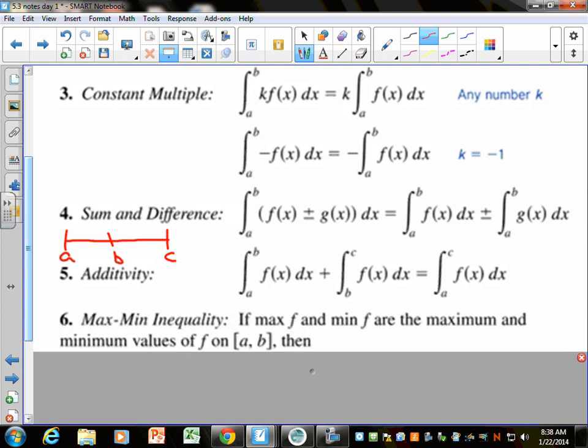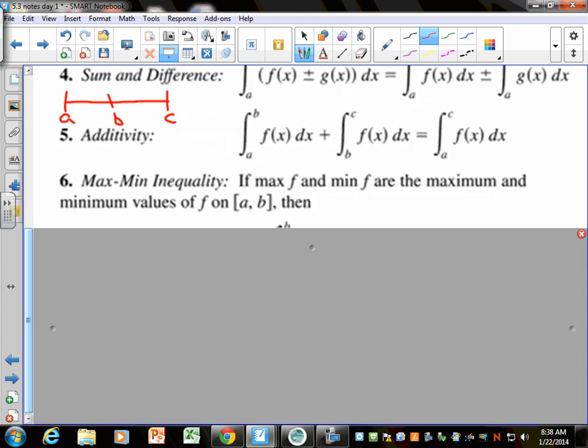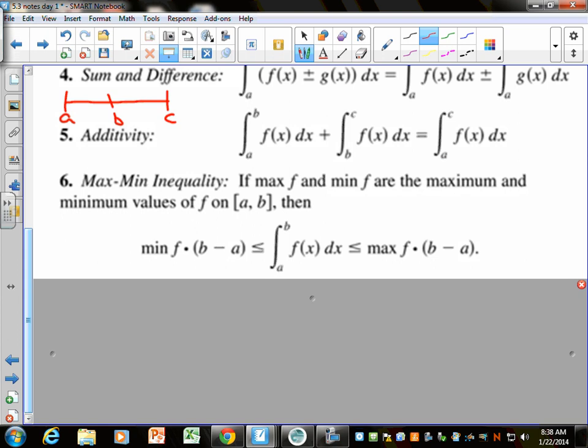6 is where it gets a little bit crazier. I feel like 6 and 7, I don't feel like they're ever going to ask you a question on 6 and 7, but it's in here, so let me at least show it to you. It says the max-min inequality, if max f and min f are the maximum and minimum values of a function on the interval, then the minimum of f times your interval will always be less than the area of that actual function, which will be less than the maximum of that function.